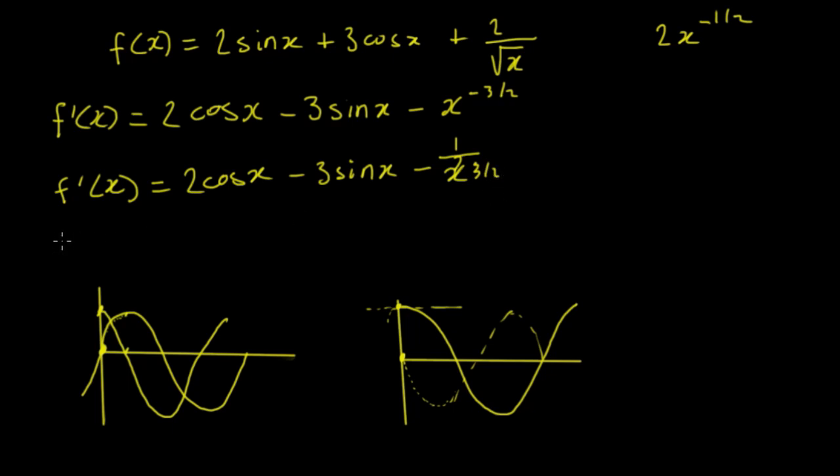So finally we could say that f derivative of x is going to equal 2 cos x minus 3 sin x minus 1 upon, now it's going to be the square root of x cubed.